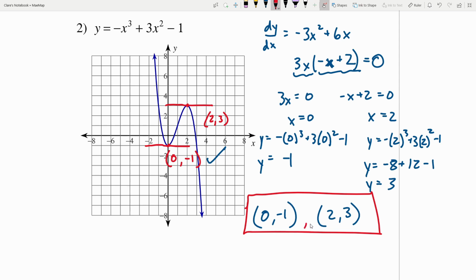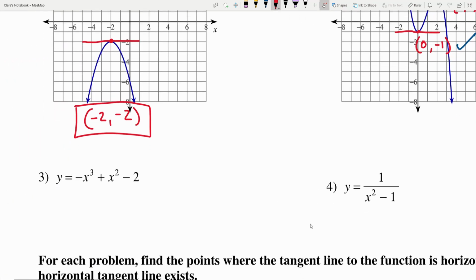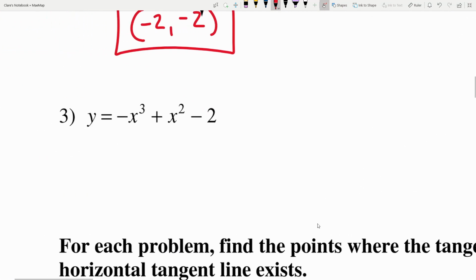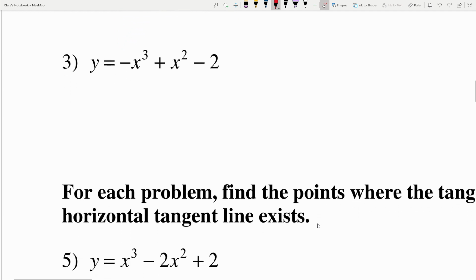Let's move on to number 3. Now in number 3, we won't be able to see this visually like we did in numbers 1 and 2. However, we're going to still do that same concept. We're going to take the derivative, set it equal to 0 to find the x coordinate, and then find our y coordinates to get all the points where our function has a horizontal tangent line.